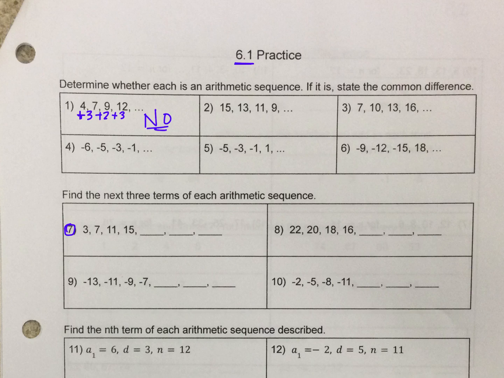Number 7, we're just going to finish the sequence. These are sequences. If you can't remember how to get the common difference, you take term 2 minus term 1. So I would say 7 minus 3 is 4. So I'm going to add 4 every time. 15 plus 4 is 19. Plus 4 is 23. Plus 4 is 27. So you'll do that for 8, 9, and 10.